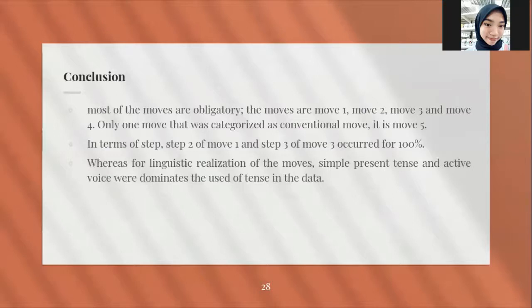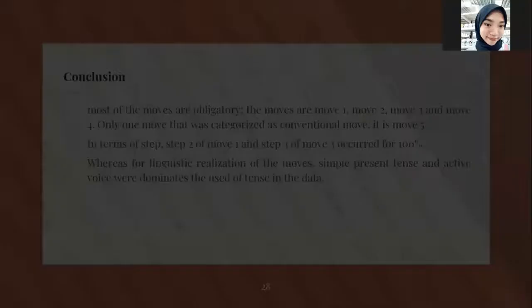Whereas for linguistic realization of the moves, simple present tense dominates the use of tense in the data, followed by past tense in the second place. The move that dominantly used present tense is move 1, introduction, meanwhile past tense was mostly used in move 3, methodology. In terms of voice, active voice leads the use of voice in the data by 55 times used. Based on the data, moves that usually used this voice were move 2 and move 4, meanwhile passive voice was mostly used in move 3. Next slide, please.